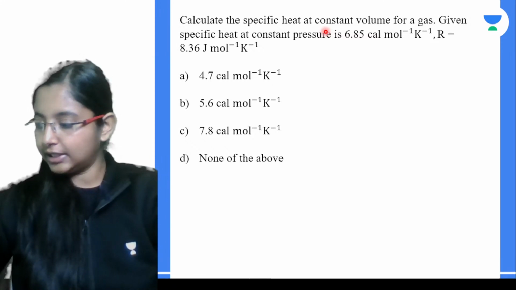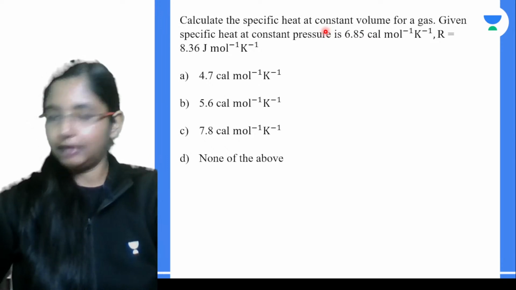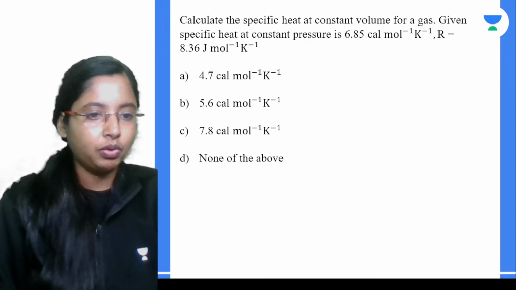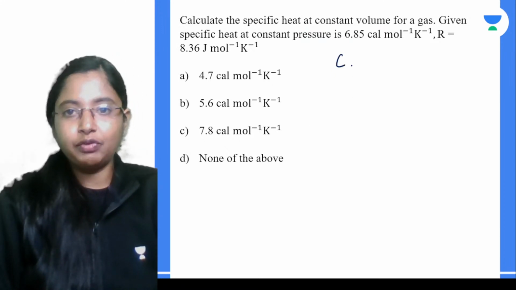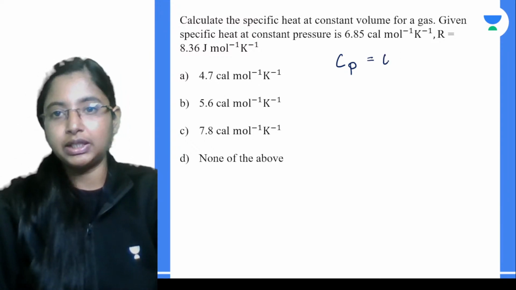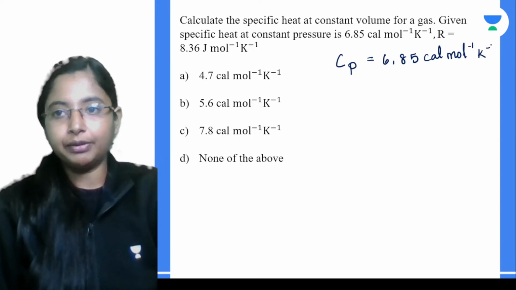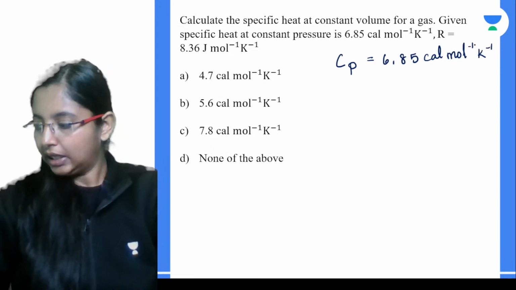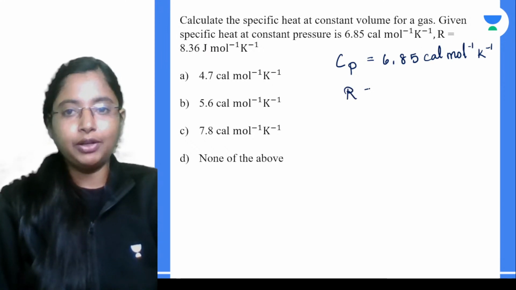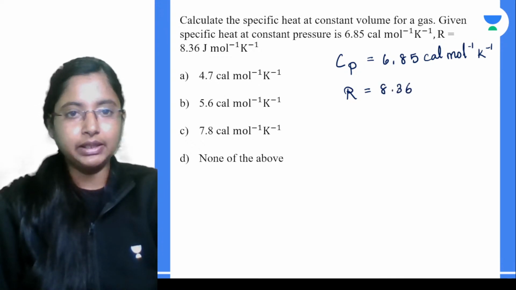So what are the two quantities given over here? Let's first write down what is given. Given the specific heat at constant pressure, which means the quantity that is given for us is specific heat at constant pressure. What is this value? This is 6.85 calorie per mole per Kelvin. Very simple. Now here R value is given. R value is 8.36 joule per mole per Kelvin.